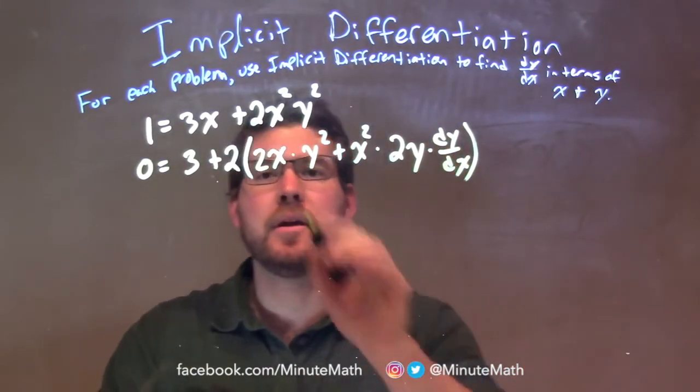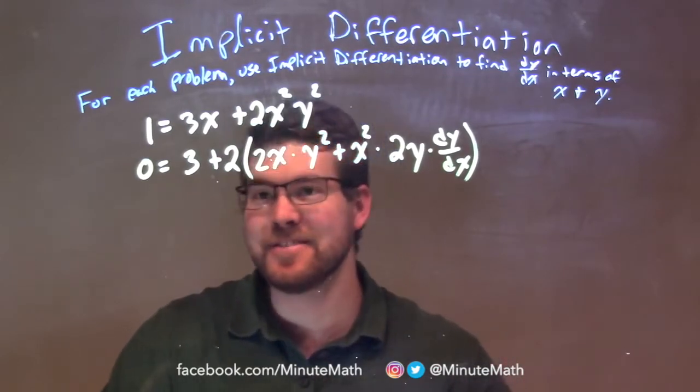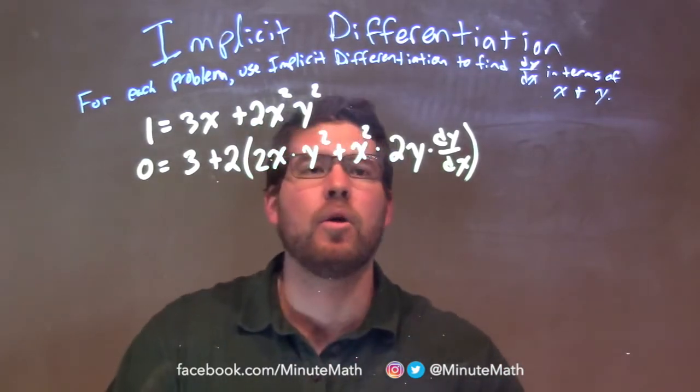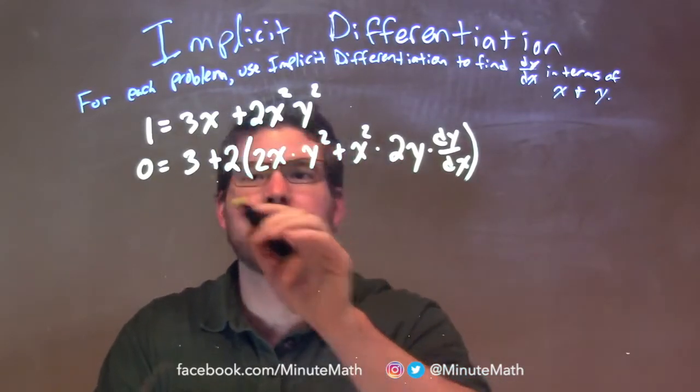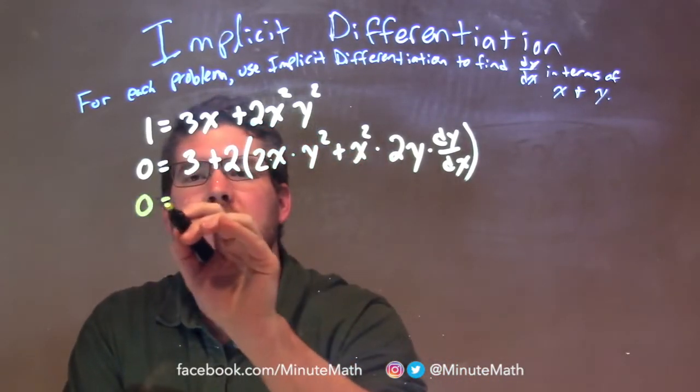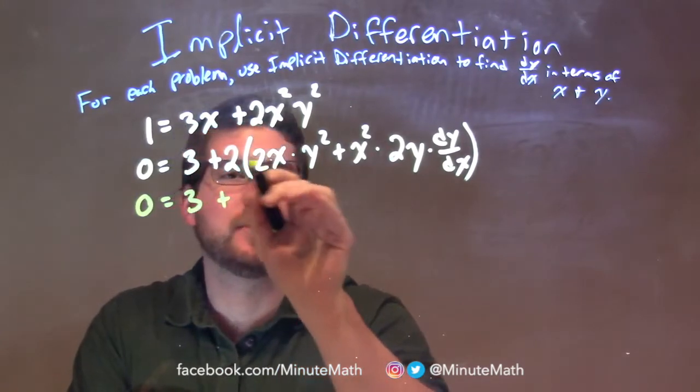Okay? So now from here, what you want to do is simplify if you can. So let's go simplify this. Let's multiply 2 across to distribute it. So we have 0 equals 3 plus 2 times 2 is 4.